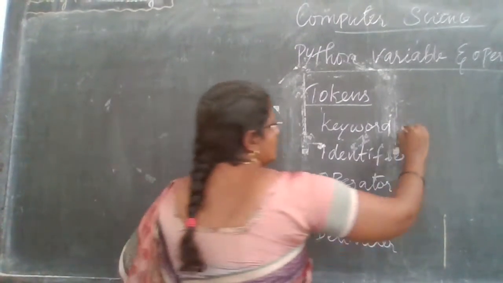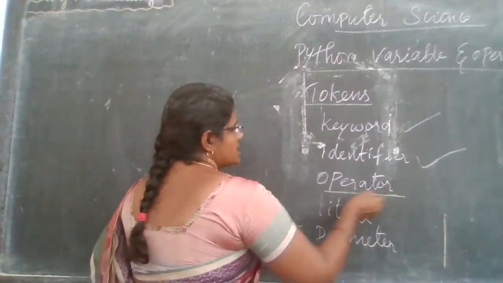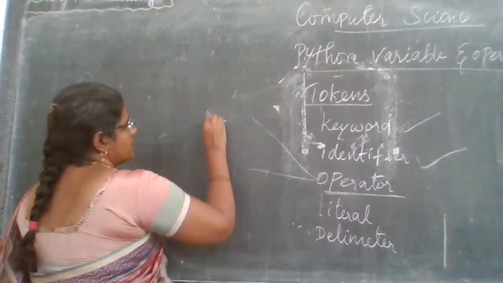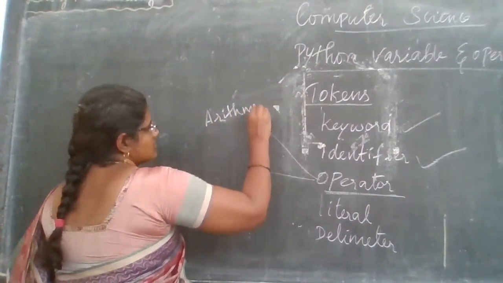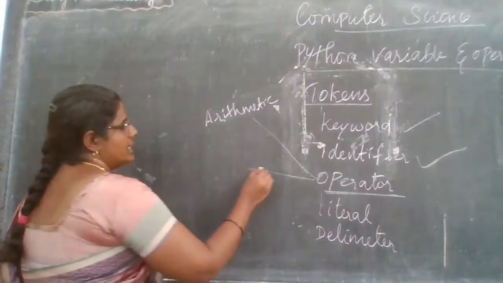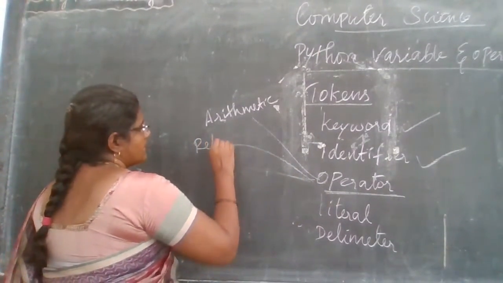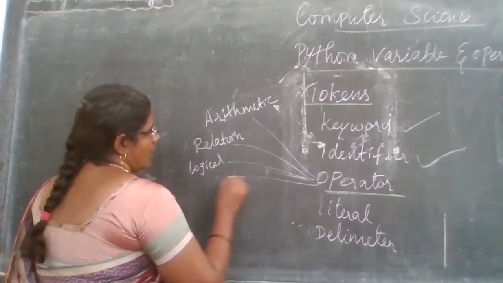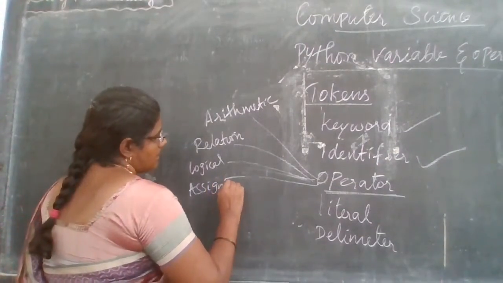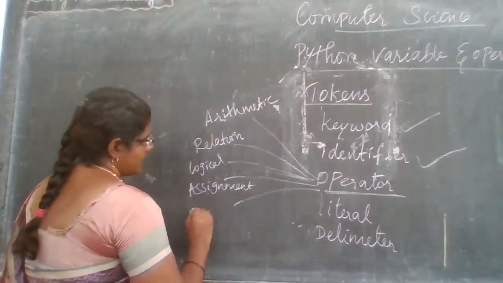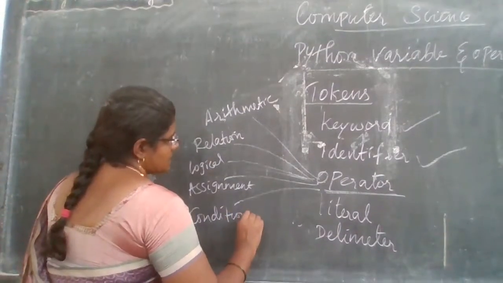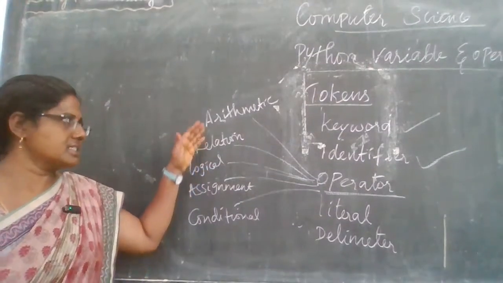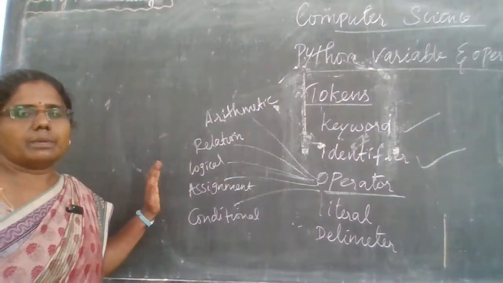Already we completed keyword and identifier. In last class, we discussed operators. There are many types of operators in Python: arithmetic operator, relational operator, logical operator, assignment operator, conditional operator. These operators are used in Python. Already you know them because in 11th standard C++ we have studied these operators.